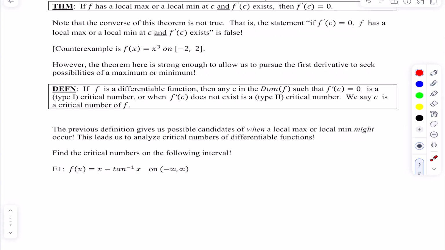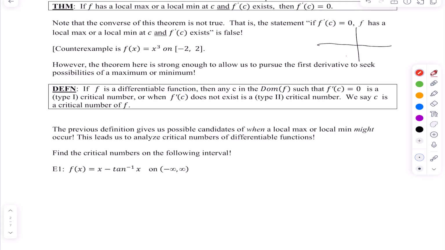Okay, the converse goes something like this. If the derivative evaluated at c is equal to 0, then f has a local max or local min at c, and the first derivative exists. This is actually false. So we could do a quick counterexample here.